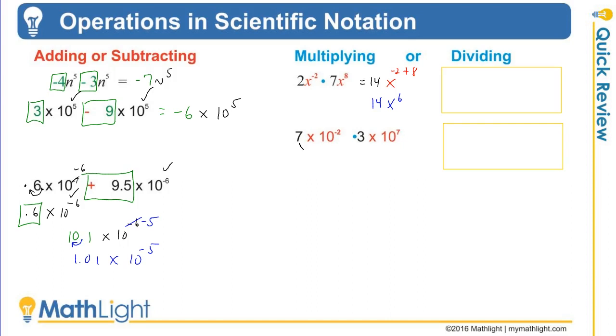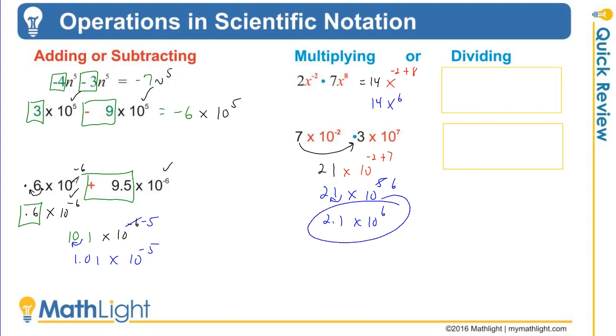Okay, so 7 times 3 is 21, and it's going to be times 10 to the -2 plus 7, right? And where do we end up here? So right now I'm at 21 times 10 to the 5th, and again, I'm not in proper notation. I need to make this smaller, so I need to make this larger. And you end up with 2.1 times 10 to the 6th.